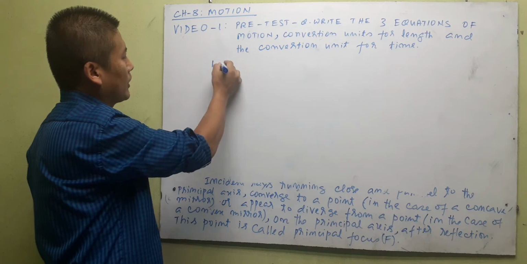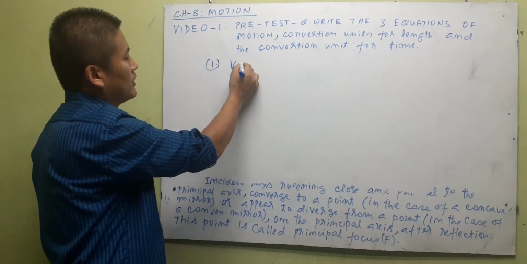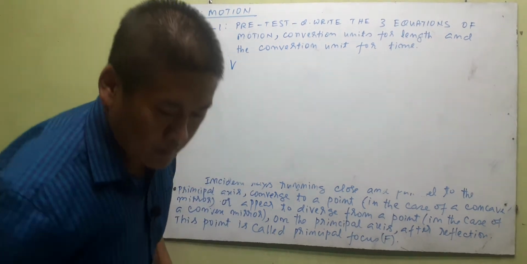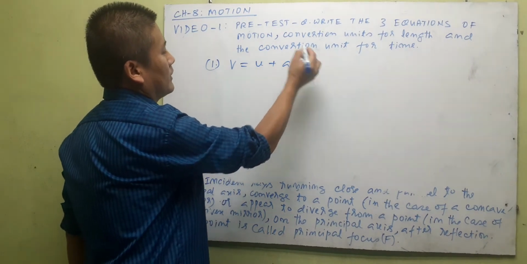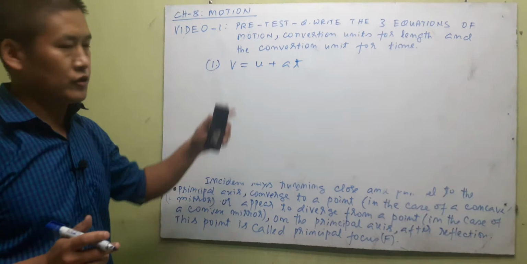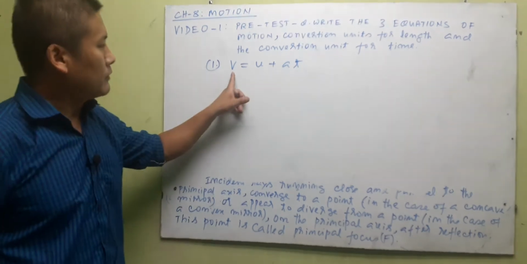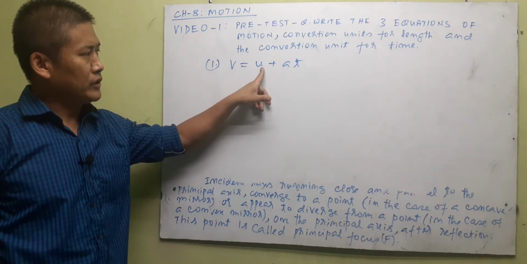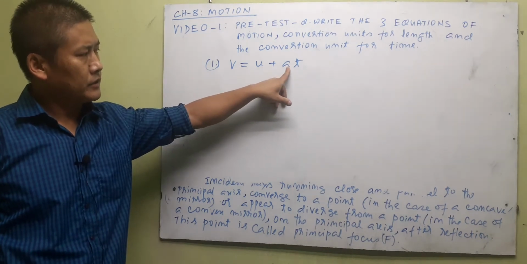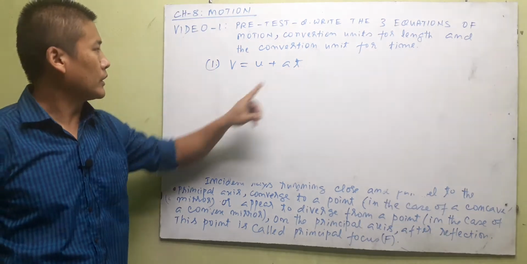One is, write down v = u + at. I'll explain it to you. This is the first famous equation of motion. v stands for final velocity, u is initial velocity, a is acceleration, and t is time.